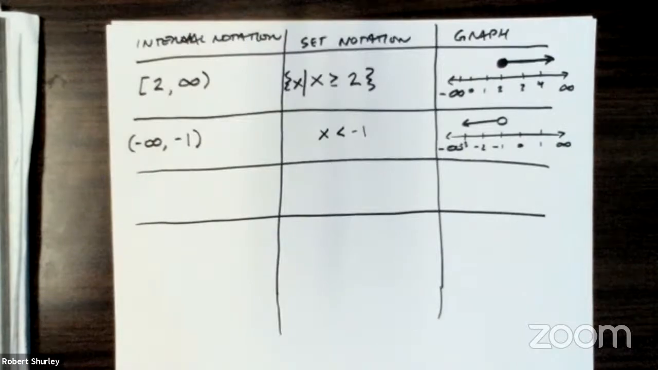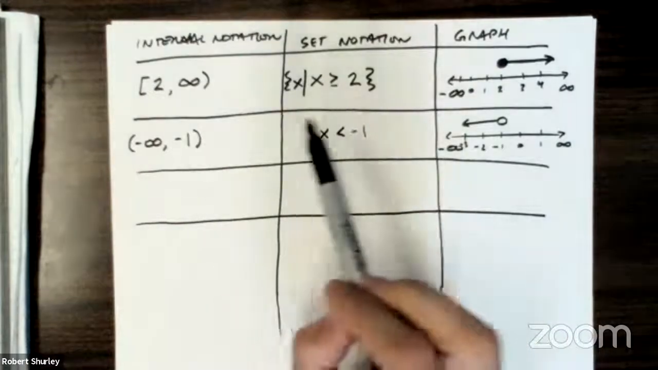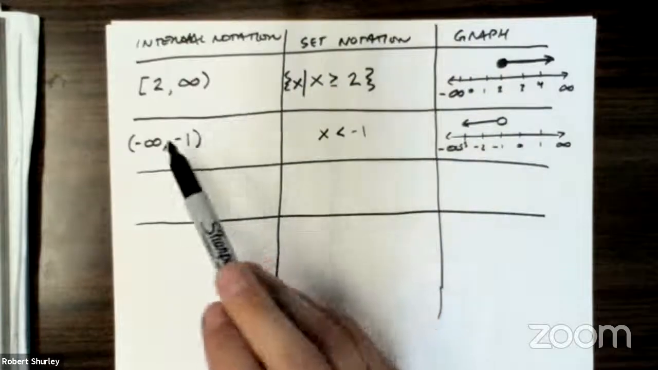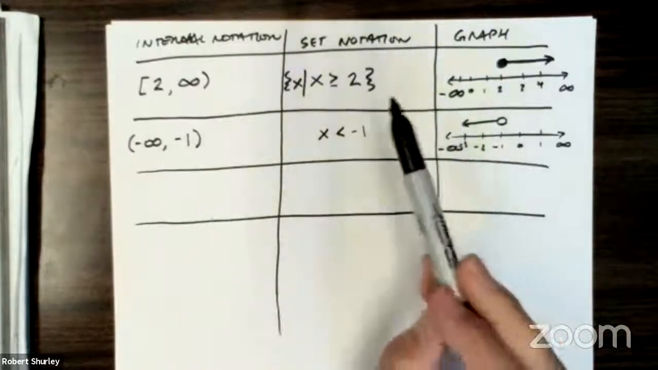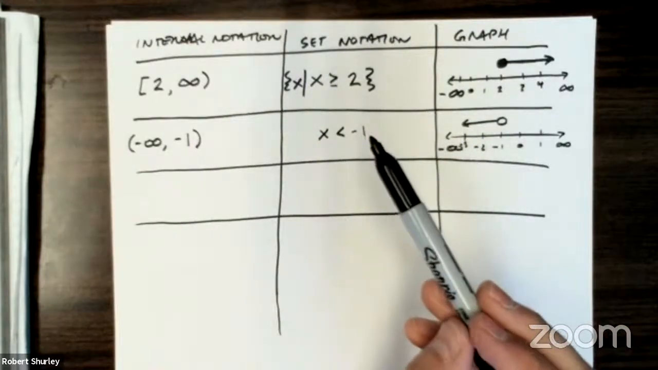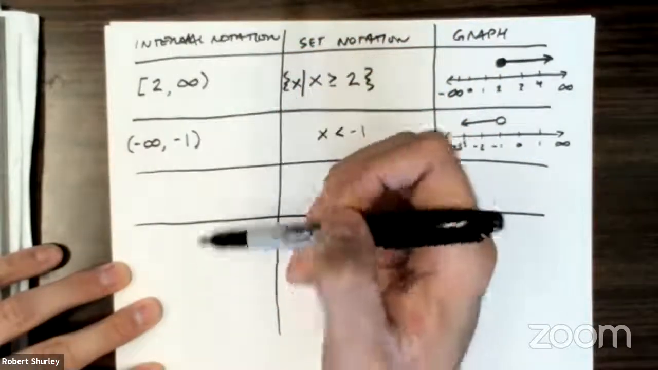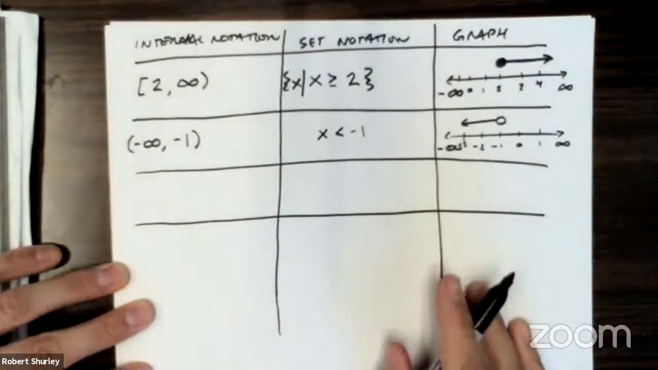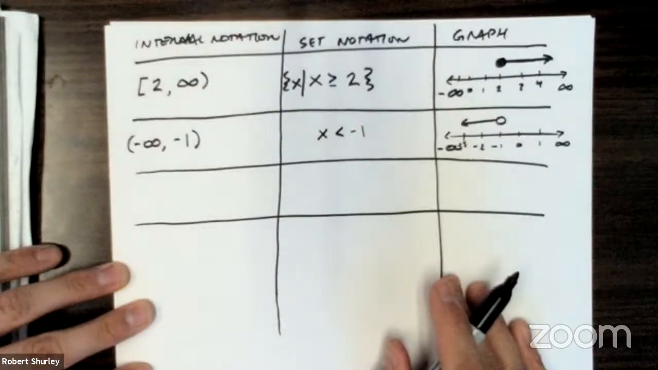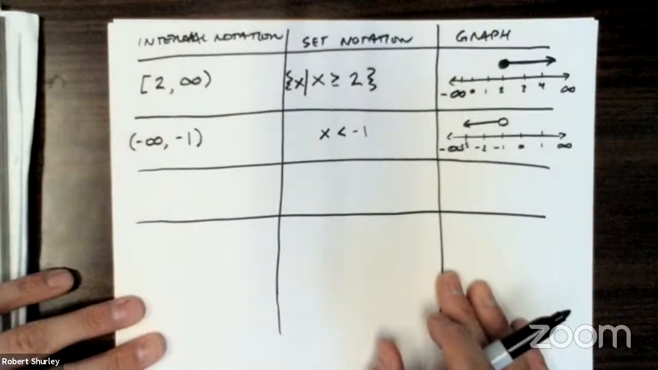Kind of neat stuff, okay? And again, this is just the language of math, right? These are three different ways to say the same thing, okay? But in this class, we're going to use interval notation. We're going to use this column, okay? I wanted to just show you this, especially if you've never seen it before.